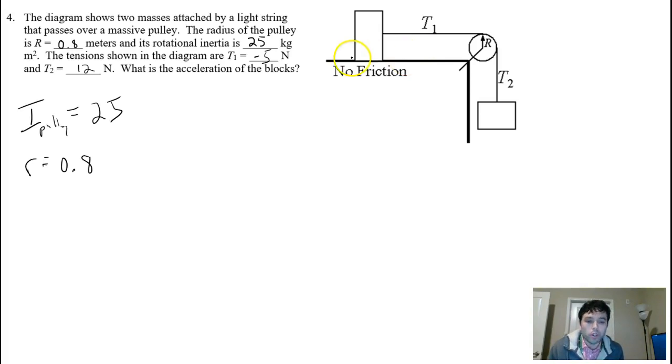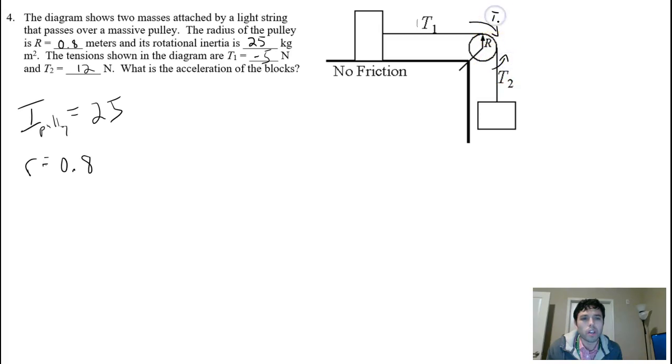All right, so the first thing we're going to do is find the total torque, right? So these ropes are torquing the pulley, right? This rope here is torquing the pulley in a certain direction. T1 is -5, so it's torquing it in the clockwise direction, which is this way. And tension 2 is pulling up this way.